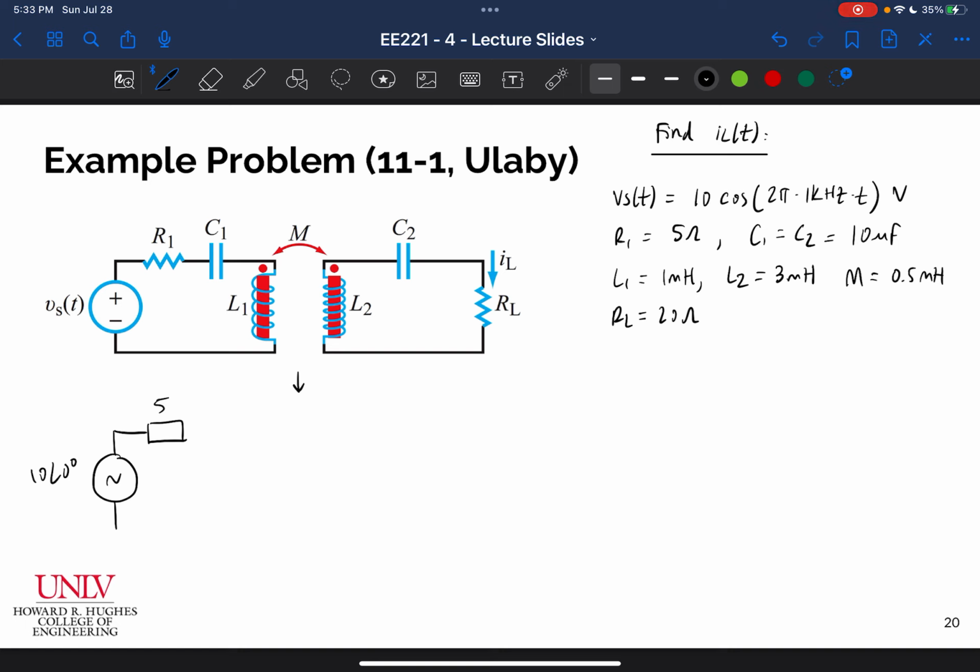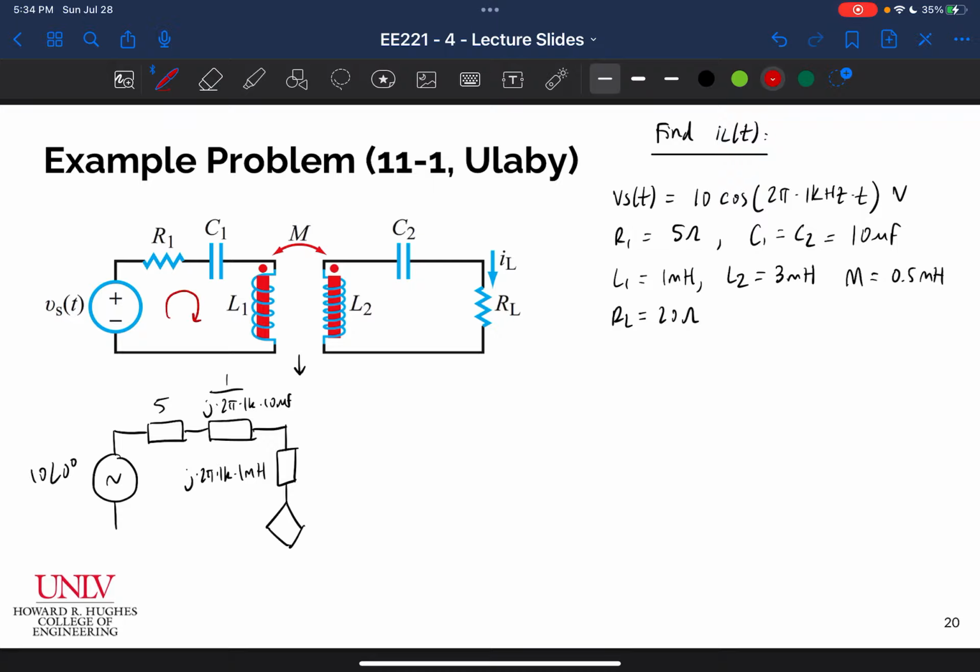C1 has its own impedance. It's basically going to be 1 over J 2 pi 1K times 10 microfarads. I'm probably going to need some more space here. Then we have L1, which is 1 millihenry, so that's going to be J times 2 pi times 1K times 1 millihenry. And then, of course, we're going to have an induced voltage source from the current that's flowing in the second loop.